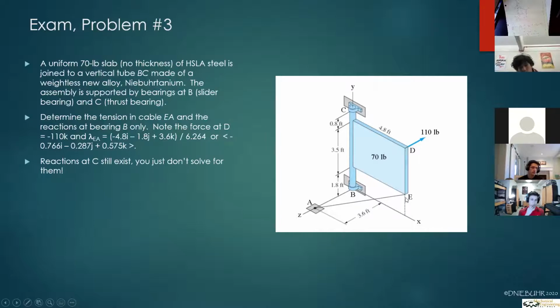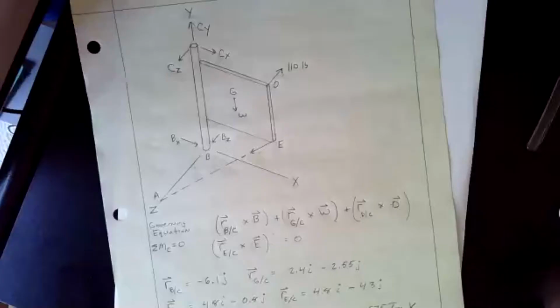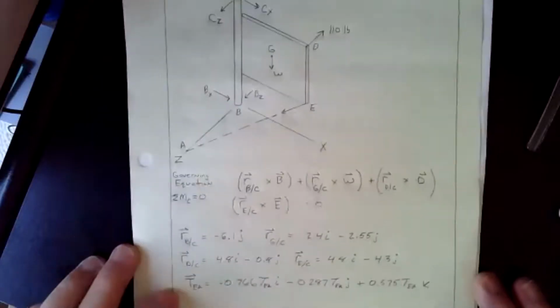So once you had that, though, you couldn't just sum the forces in the Z-axis and say BZ plus the Z component of TAE minus 110 gave you the answer, because you're not accounting for the fact that C has a reaction in the Z direction also. So what I wanted to see, like we had done in the other examples, was that you would set up your matrix.